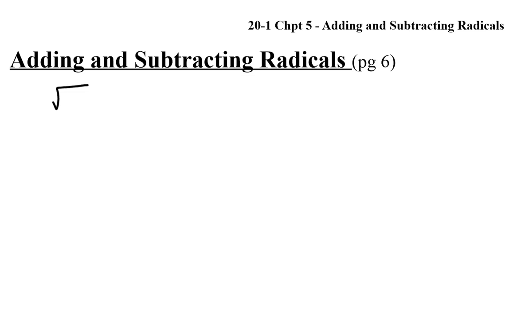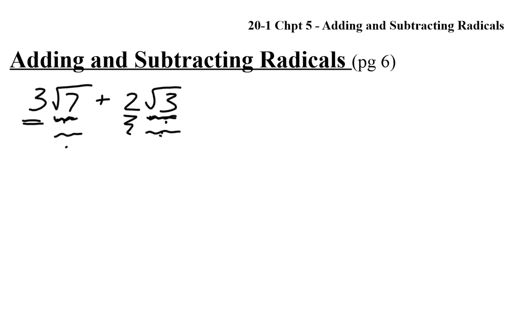Before we get started, if I have two radicals, you don't have to take this down, 3 root 7 plus 2 root 3. Well, the radical itself is kind of like a variable. This is saying I have 3 root 7s and I have 2 root 3s. Well, root 7s and root 3s, they're not the same thing. Root 7 has a value, root 3 has a value, so I can't say that 3 root 7s and 2 root 3s go together, because root 7 is a different value than root 3.